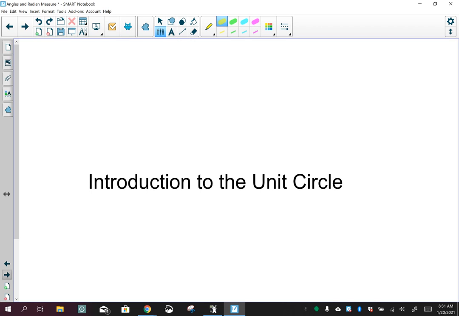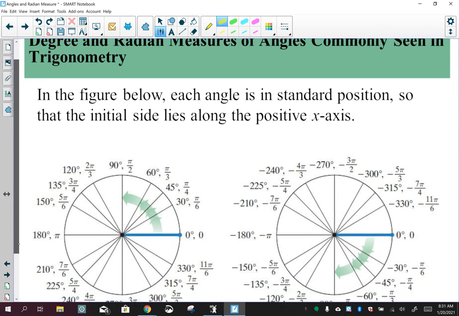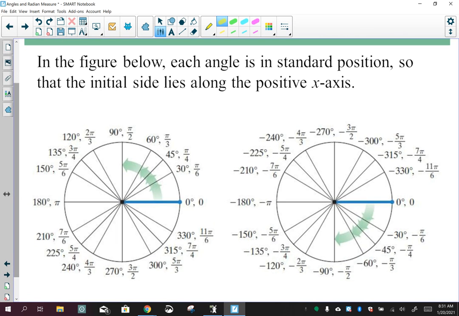All right, so now let's talk about the unit circle. The unit circle is huge in trigonometry. It is what drives a lot of the things that we're going to be doing. Yes, you are going to have to memorize the unit circle. It is that important for you to be able to do that. So just keep that in mind as you go forward with this.